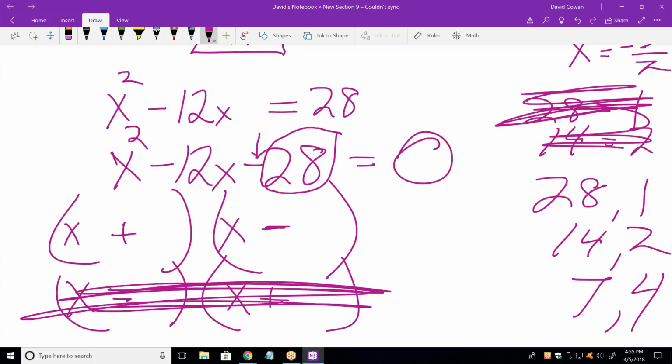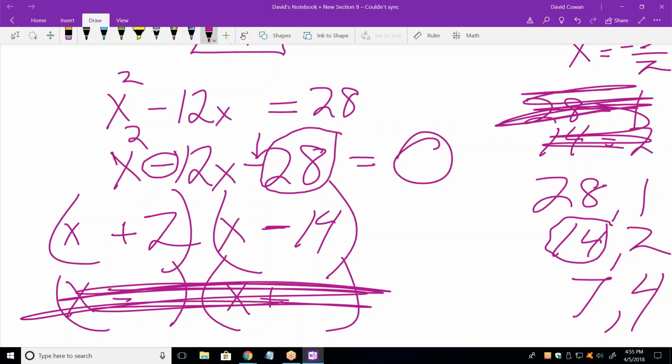Where does the 14 go? Where does the 2 go? 14 goes on the positive, 2 goes on the negative. The bigger factor goes on the sign of the middle term. Oh, I forgot the middle term, so it's negative. The 14 goes there, the 2 goes there.